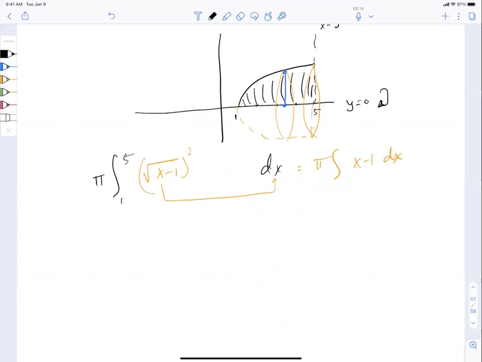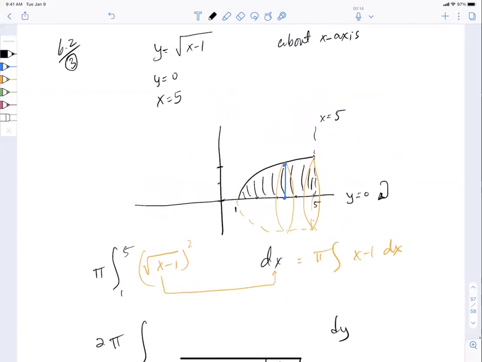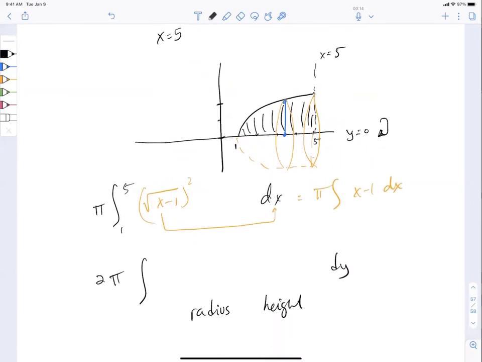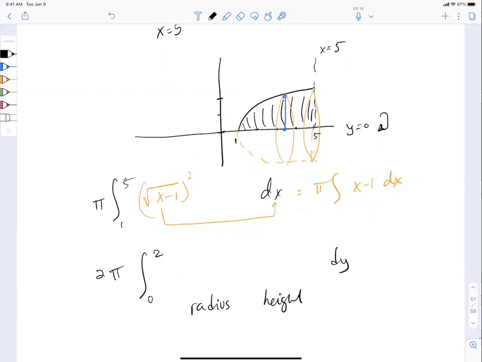If I'm going to do the cylindrical shells method, it's going to be 2 pi times radius times height, and of course it's dy. The y bounds are from 0 to the square root of 5 minus 1. Again, plug in 5 for x, you get 5 minus 1, which is 4. The square root of 4 is 2, so y goes all the way up to 2, so 0 to 2. Your radius is how far away you are from the axis of rotation, which in this case is going to be y. So y keeps track of how far away you are. Whatever the y value is, that's my radius, so it's just y.